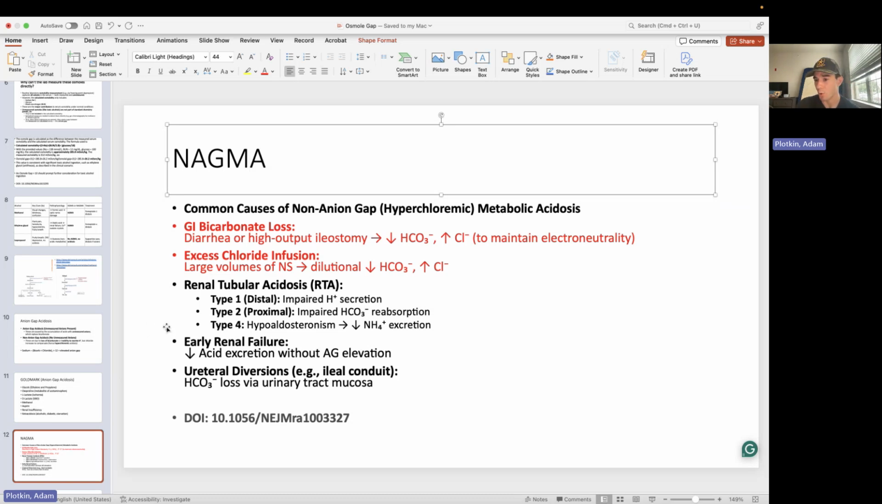There are other lower yield causes like renal tubular acidosis. Type 1 would be impaired hydrogen secretion. Type 2 would be impaired bicarb reabsorption. And type 4 would be low aldosterone, so we get decreased ammonium excretion. And then there's early renal failure and ureteral diversions.